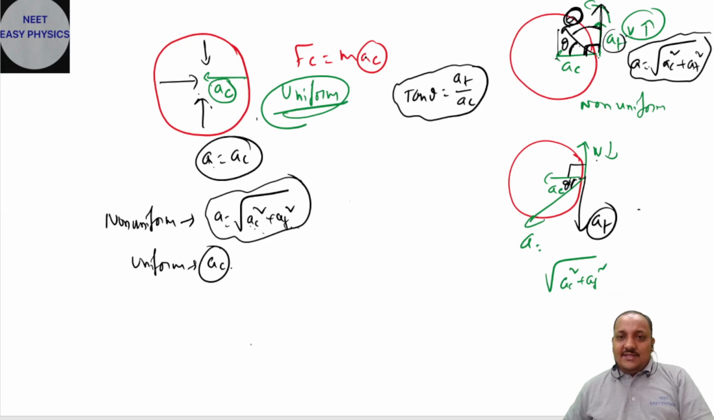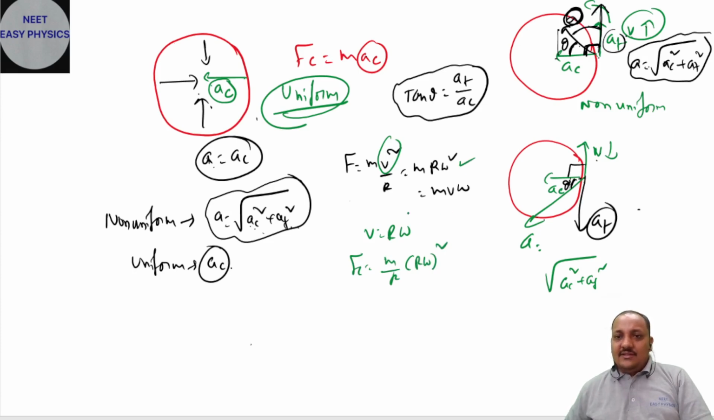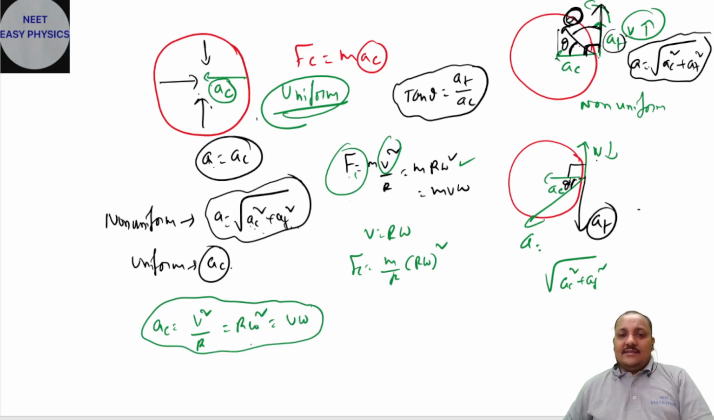Correct? Now, what is the centripetal acceleration formula? What is the centripetal force formula? m v square by r, m r omega square, m v omega. How will you get this? In place of v, we have to write r omega. So, Fc is equal to m by r times r omega whole square. You will get this. So, in total there are three formulas for centripetal force. Therefore, three formulas for centripetal acceleration. AC is equal to v square by r, r omega square, v omega. This is called the centripetal acceleration equation.